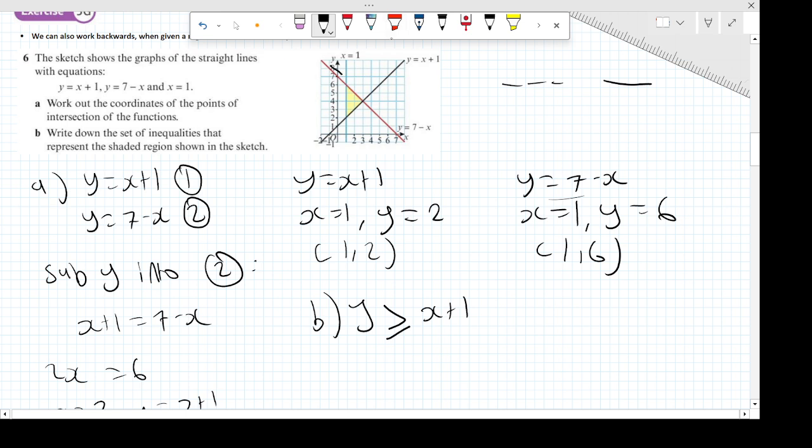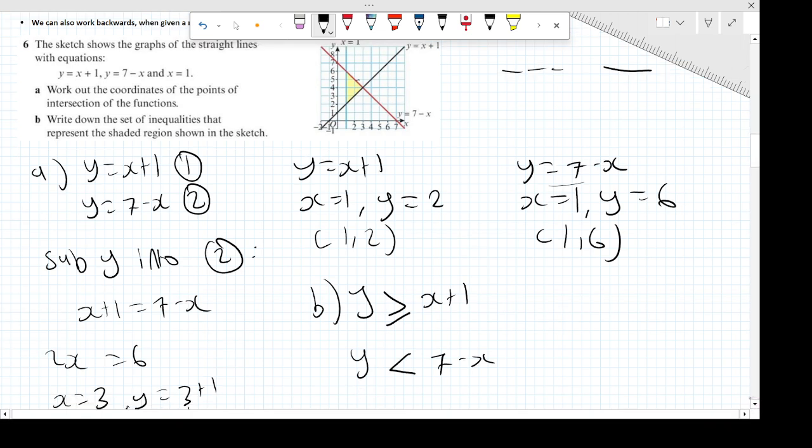What about this line then? y is equal to 7 minus x, the red line. Well, if you notice, the region is below that line, right? So that means y has to be less than 7 minus x because the region is below the line. Again, is it less than or less than or equal to? It's a filled in line. So it's going to be equal to. So it's less than or equal to 7 minus x.